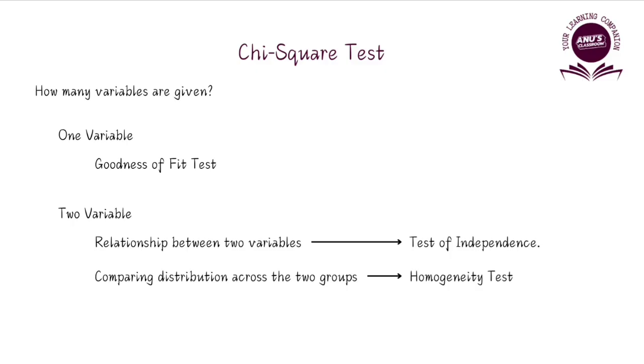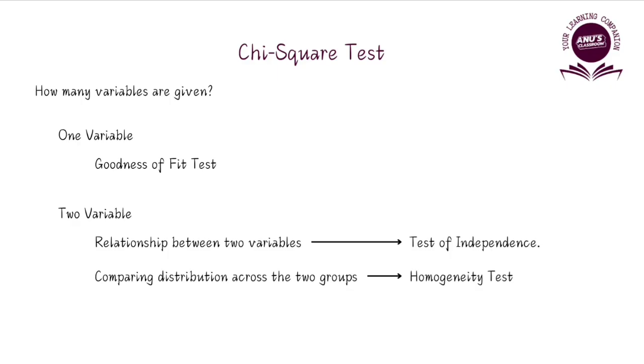Now even in the chi-square test there are little variations. If the requirement is to test if an observed frequency is consistent with a binomial distribution or Poisson distribution, then we will use the chi-square goodness of fit test. You can also note the rule from the number of variables given to you. As I said, if you are given one variable, one set of data, and you are asked to test if that data fits a normal distribution or binomial distribution, that is, if it fits something else, then we go for the goodness of fit test.